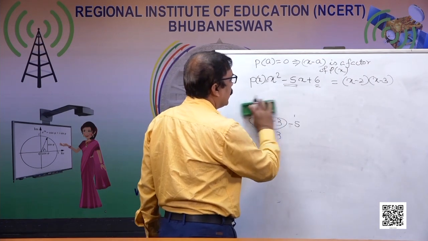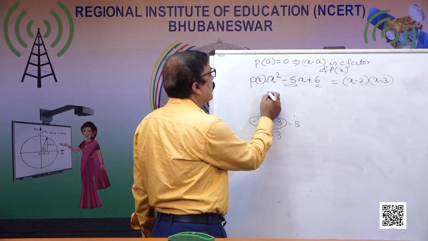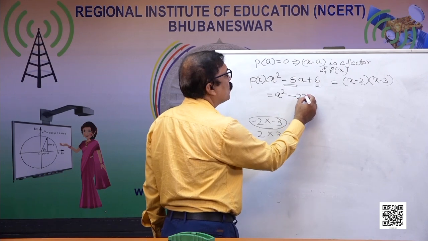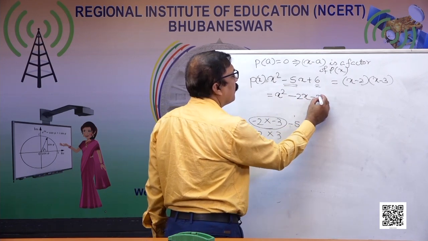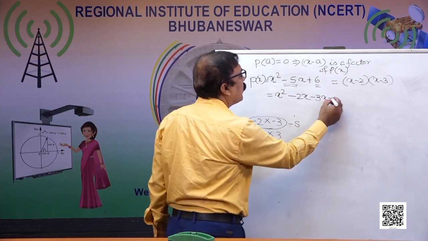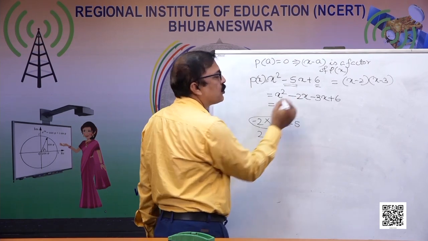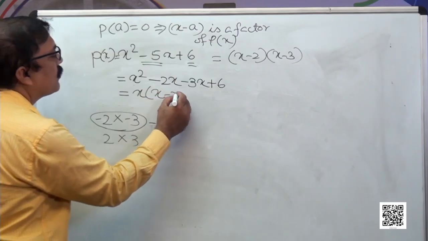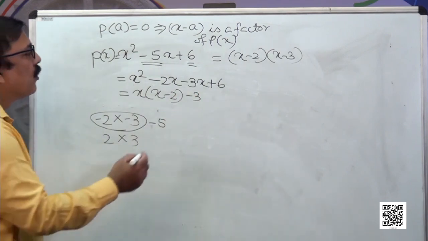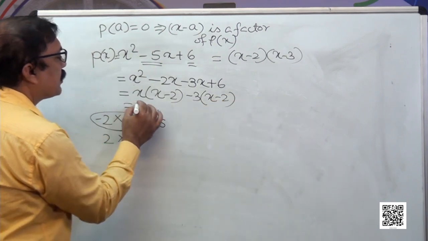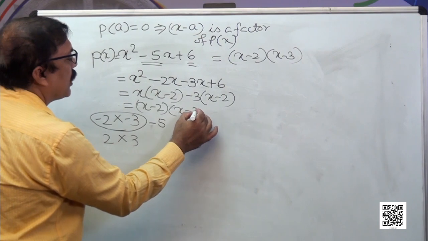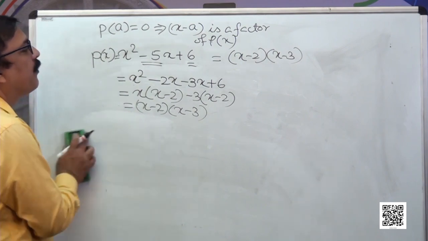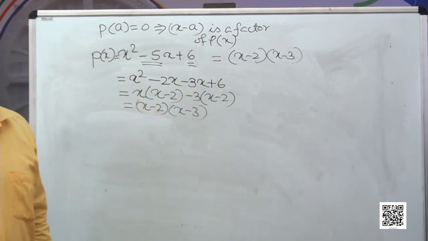We will start with this one and the middle term splitting. So x square minus 5x is minus 2x, minus 3x plus 6. From the first two terms, we can take x as common. So x into x minus 2 minus 3 into x minus 2. This gives x minus 2 into x minus 3. As earlier, we have proved this by factor theorem. So in both the cases, the result is same.